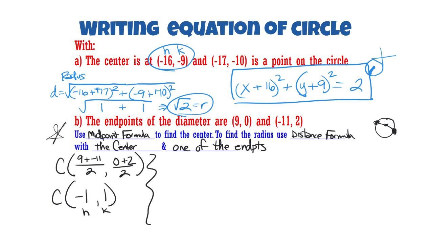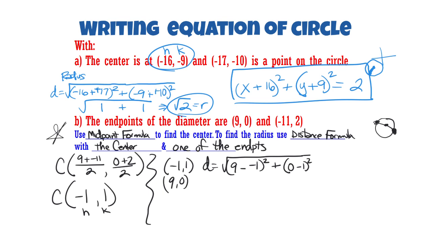So here we go. I'm going to do distance formula. I'm going to go ahead and rewrite these so that you have them so you know what you were doing. So distance is going to equal big square root. And we're going to do x minus x. So I'll do 9 minus negative 1 squared plus, and then my next one's going to be the y's, 0 minus 1 squared.